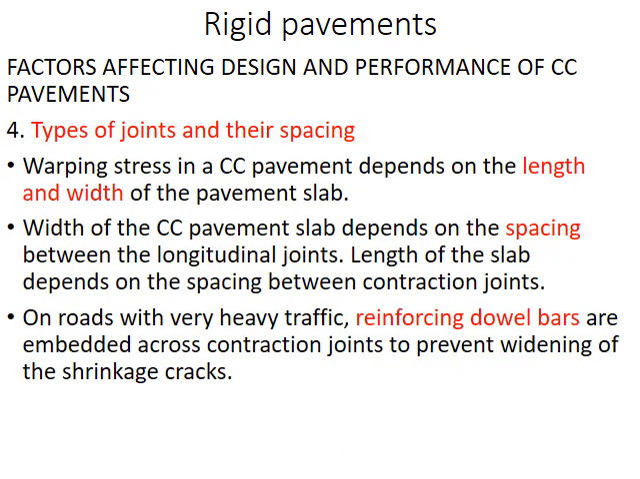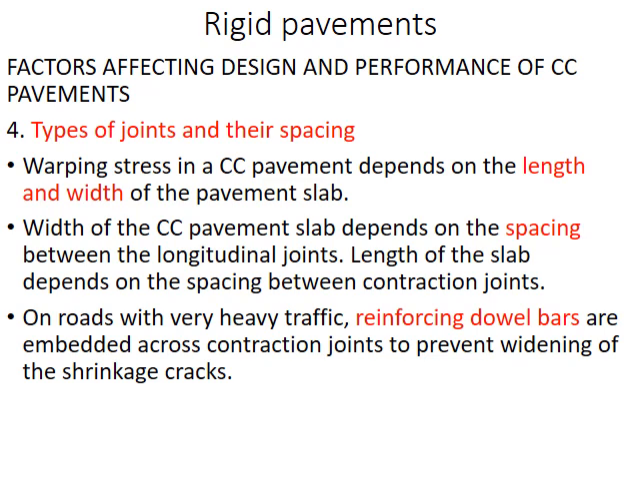Fourth factor affecting the design and performance of the cement concrete pavements are the type of joints and their spacing. You know that the warping stress in a cement concrete pavement will depend on the length and width of the slab. So when you consider the length of a slab, you know that contraction joints are provided at every 4 to 5 meters. So the length of the slab will be usually 4 to 5 meters, or it will depend on the positioning of the expansion joint, or it will depend on the positioning of the construction joint.